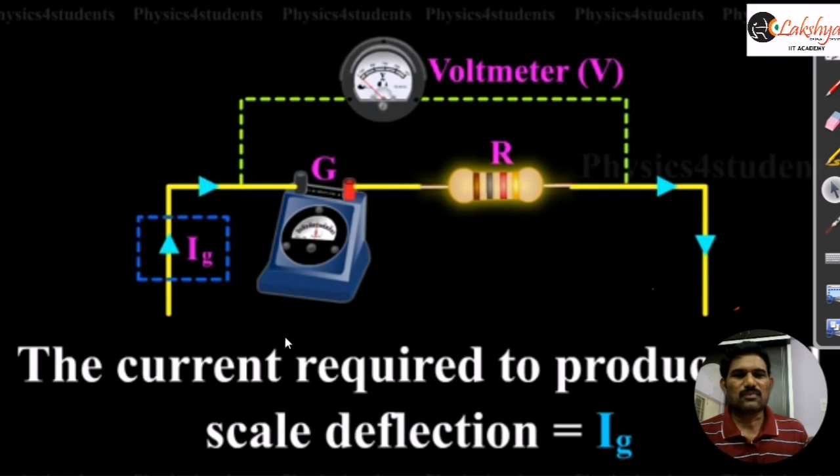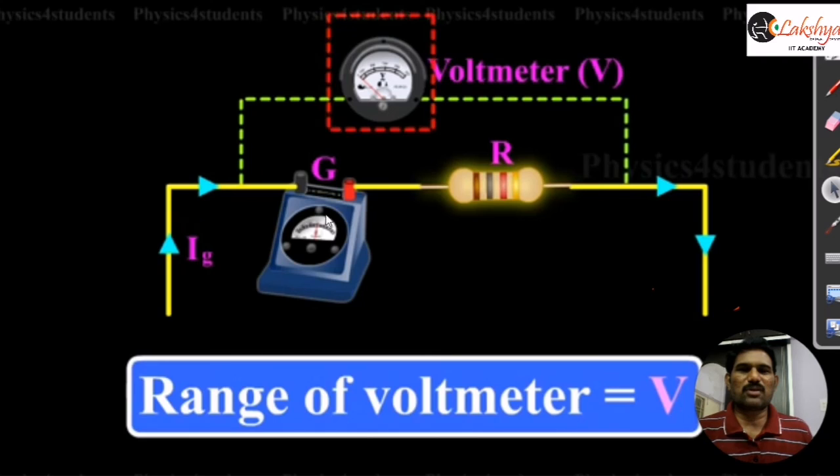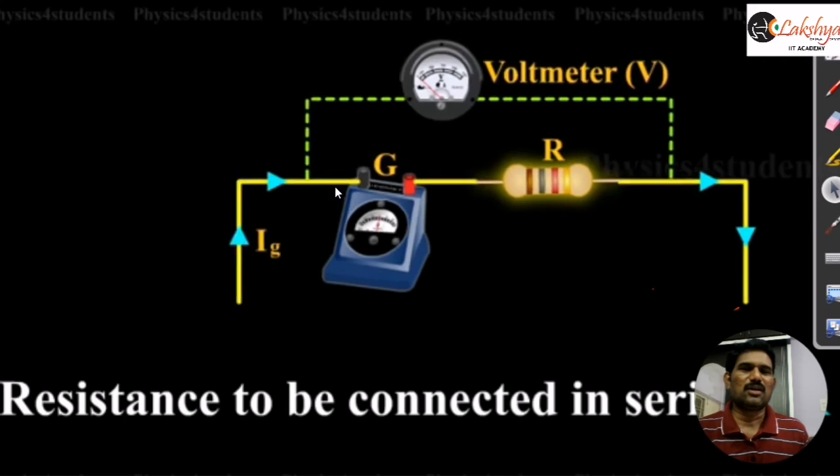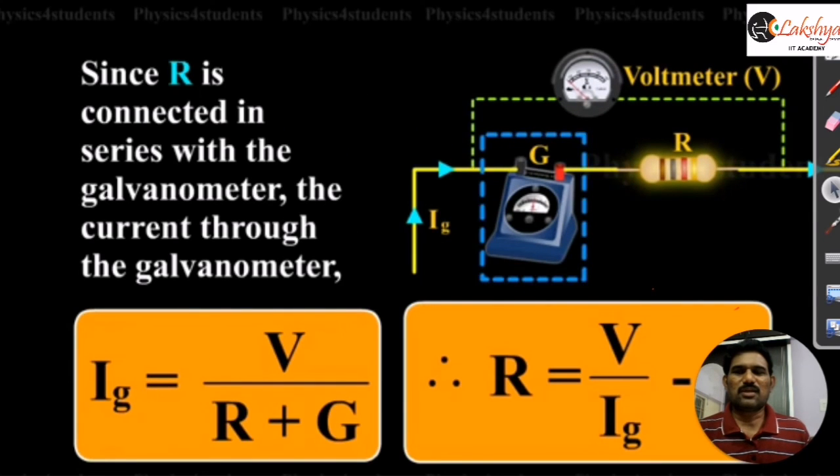The total potential difference across this combination, across G and R, should be equal to the required potential difference V. So we can write Ig is equal to V by R plus G. From this, R is our required value, so R is equal to V by Ig minus G. Got it?